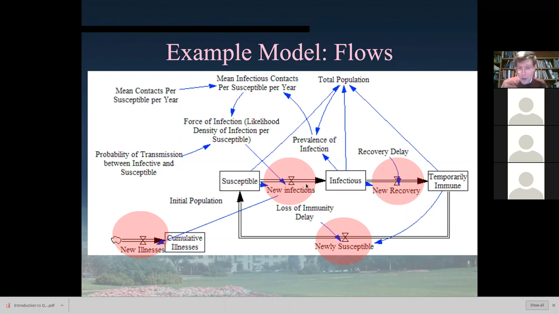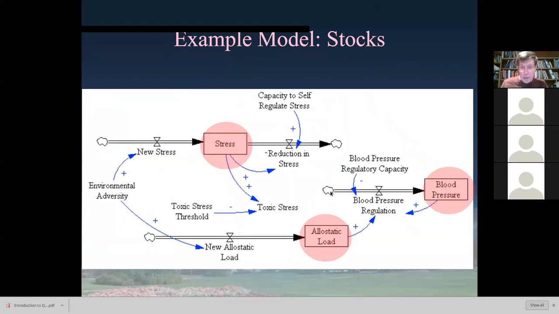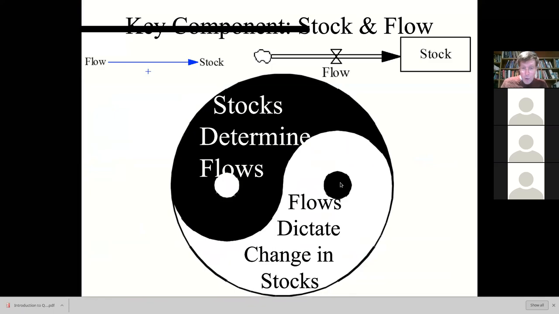If I have no one recovering and no one getting newly infected, the number of infected people will stay the same. Here we have flows dictating the change in stocks. I told you, all you have to specify for a stock is the initial value. Everything else after that is dictated by the flows into and out of it. It's dictated by the net flow: some of the flows in minus some of the flows out.